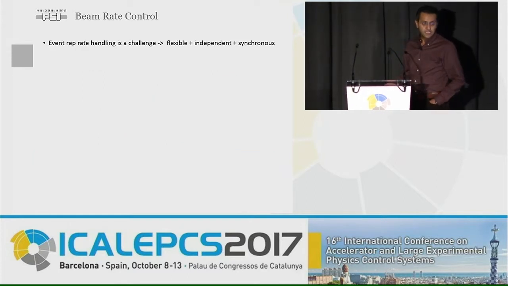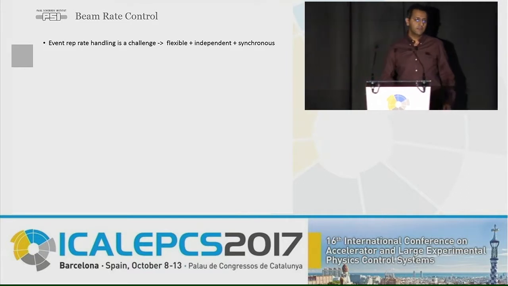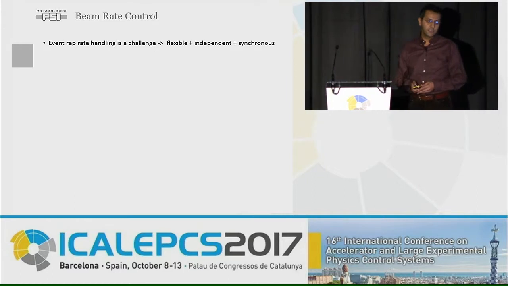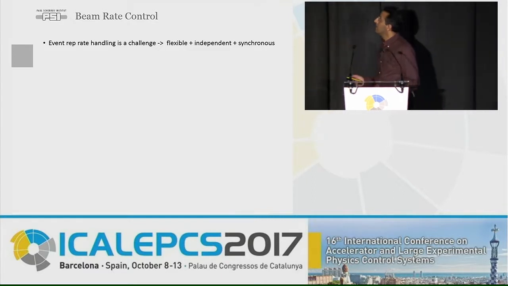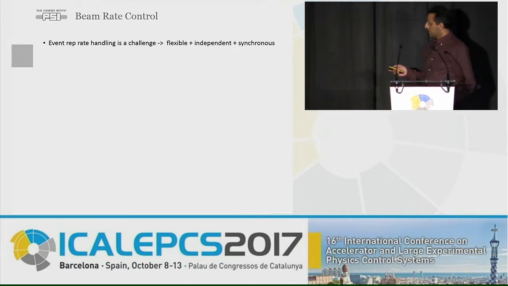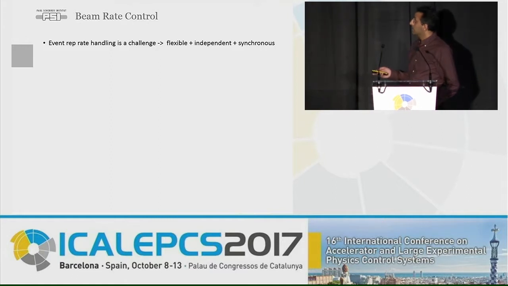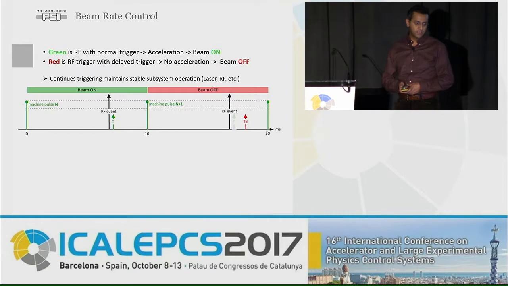Okay, so now I would like to talk a little bit about the beam rate control. In general, the event rate is a challenge in pulsed machines, since every system and everybody wants to have their own event, with flexible control over the event rate, independent but yet synchronous with the machine and beam. This is in general a challenge, but I don't address it in this talk. You can read it in the paper. What I will focus on now is the method of beam rate control that we use in SwissFEL.